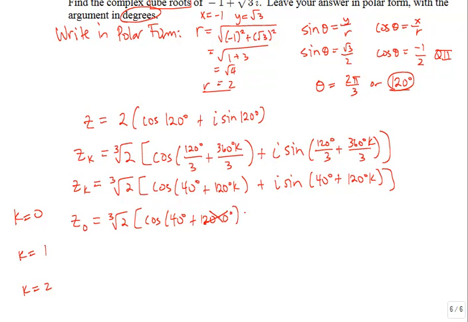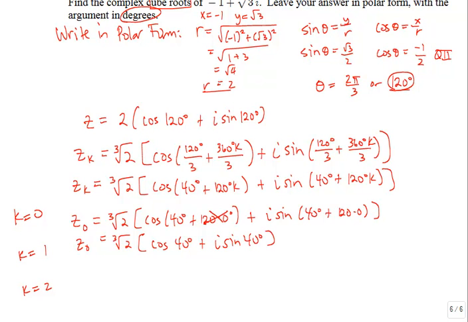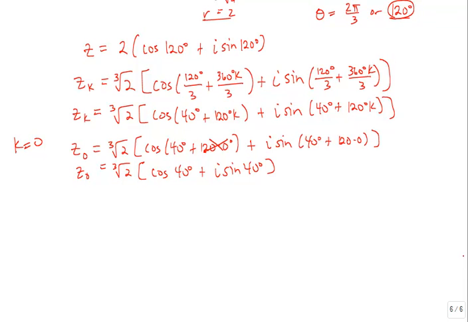And obviously that's just going to go to 0 for both of these. So what we end up with is z sub 0 equals cube root of 2 times cosine of 40 degrees plus i sine of 40 degrees. So that's our first cube root. And there should be 3. By the fundamental theorem of algebra, you're going to have 3 solutions, 3 distinct cube roots.